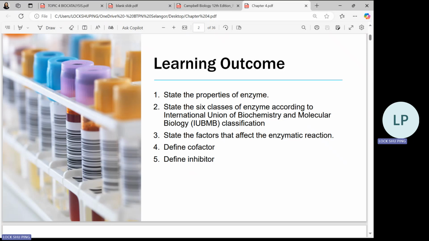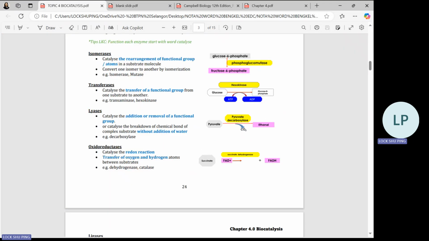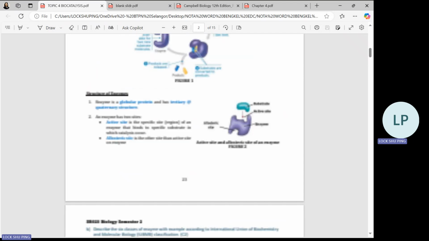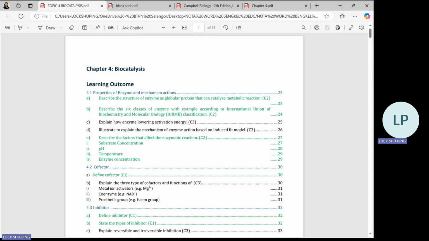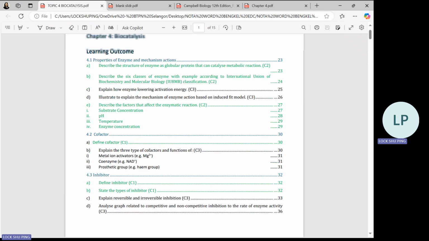Okay, our learning outcome is to state the properties of the enzyme, then discuss the 6 classes of enzymes, explain a little bit on the enzyme actions, and then discuss the factors affecting the enzyme reaction. Then only we enter 4.2, which is the cofactor, and 4.3, which is the inhibitor. Okay, in order to complete our discussion here, you can refer to your notes in chapter 4. So this is the learning outcome that we're going to cover today.